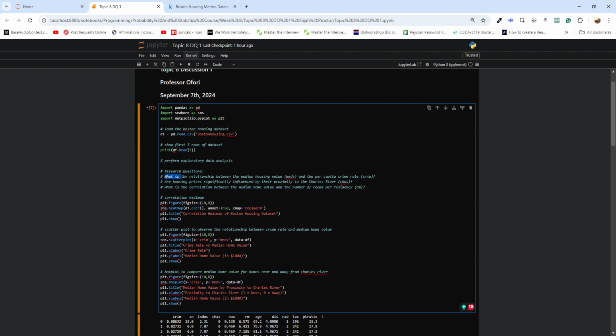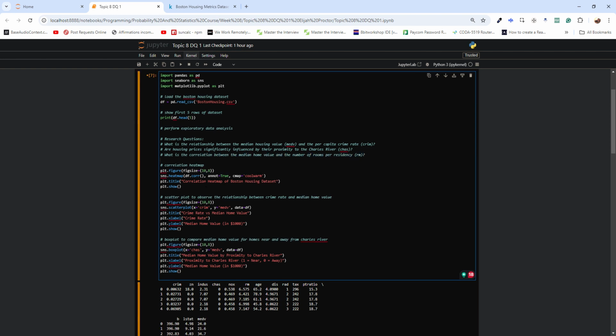And so the first thing is, what is the relationship between the median housing value and the per capita crime rate? And are housing prices significantly influenced by their proximity to the Charles River? And what is the correlation between median home value and the number of rooms per residency?